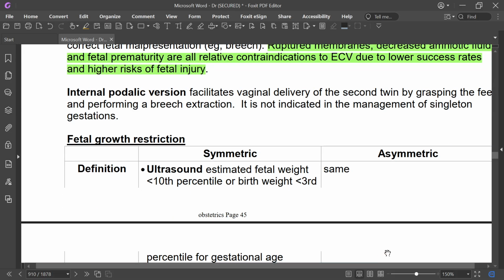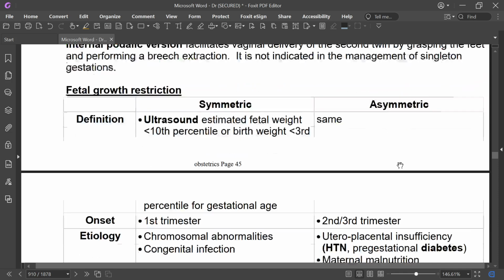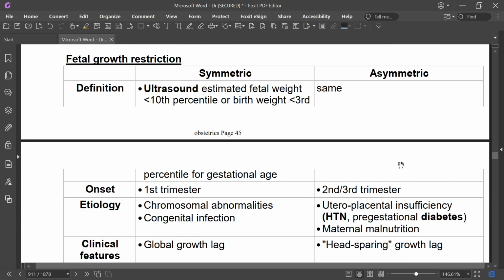Then fetal growth restriction. Fetal growth restriction may be symmetric or asymmetric. What does it mean? Ultrasound estimated fetal weight less than the 10th percentile, or birth weight less than the 3rd percentile for gestational age.